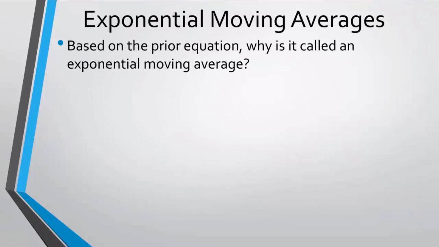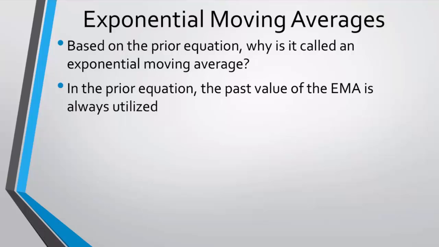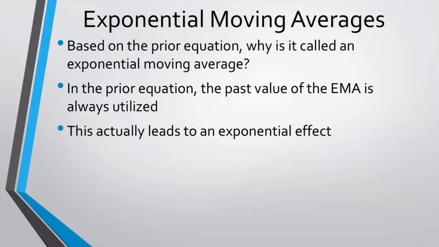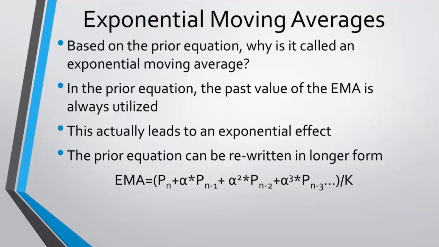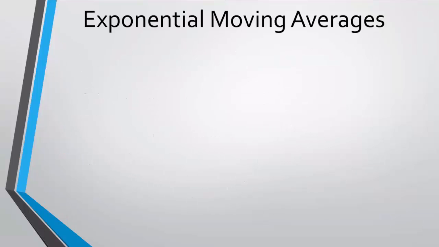So based on the prior equation, why is it called an exponential moving average? You saw in the past equation, the past value of the exponential moving average is always utilized. This actually leads to an exponential effect. The prior equation can be rewritten in longer form like this, where n is the period that you're on, and you see the weighting factor. As you keep going, it gets squared, then cubed, and then it goes to the power of however many periods you're going to. So it actually has an exponential effect. And don't worry about this equation again. Just for point of knowledge, you can throw it out at cocktail parties. You can impress all your friends that you know something that most people don't know.